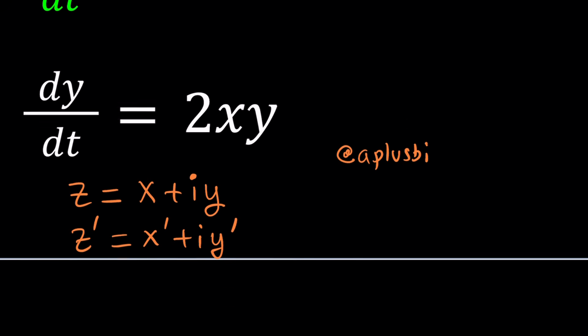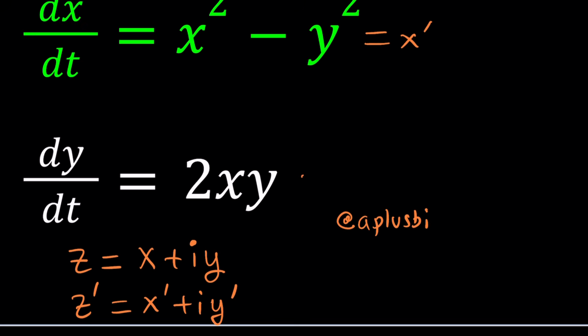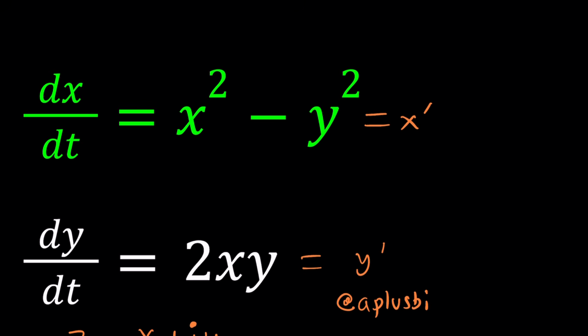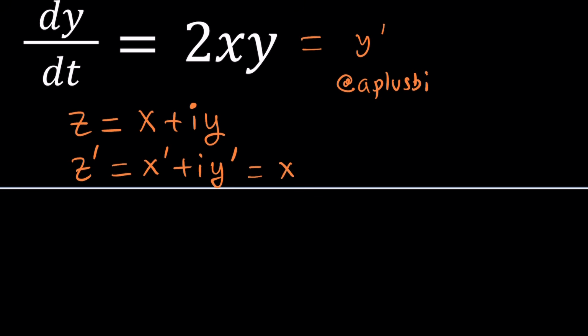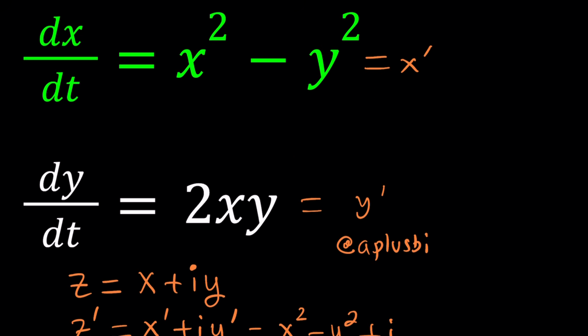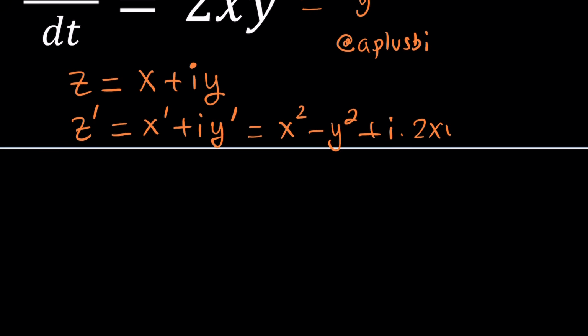But here's the critical part. We know that this is x prime and this is y prime. So now we can replace x prime with x squared minus y squared, and y prime with 2xy. Great. And this gives you what? If you are familiar with complex numbers, this gives you x minus y quantity squared? No. Because i is the square root of -1, this actually gives you x plus iy quantity squared.